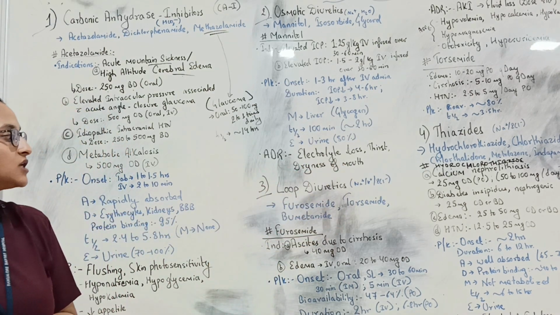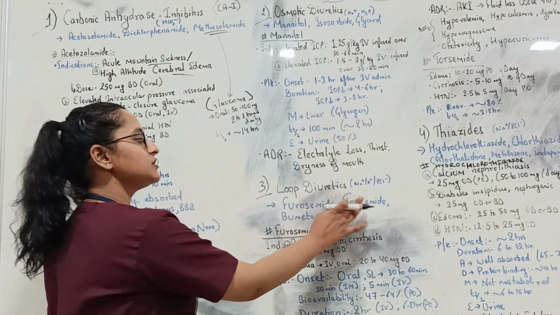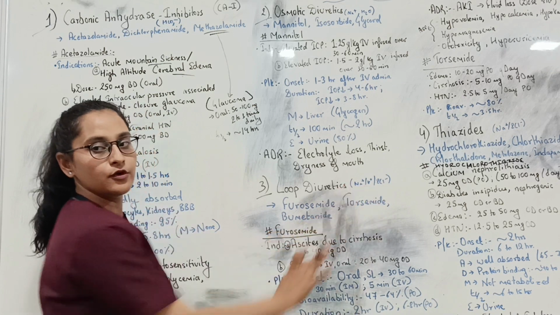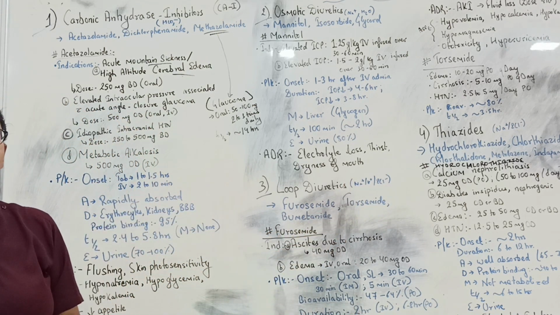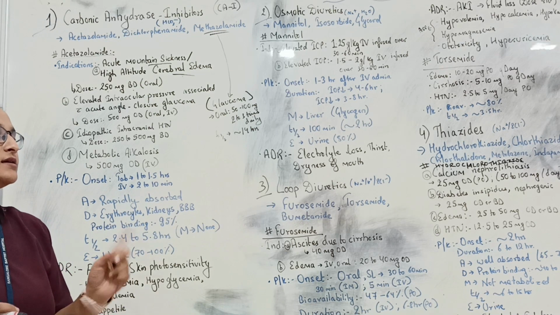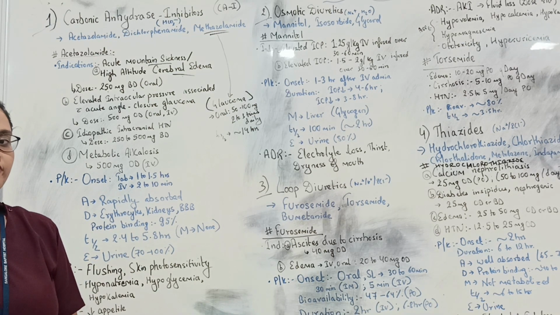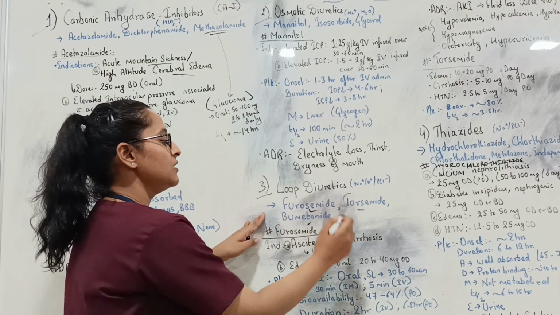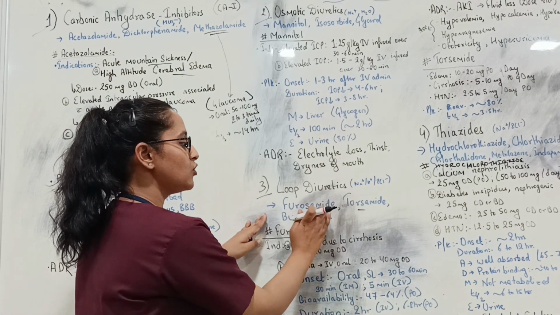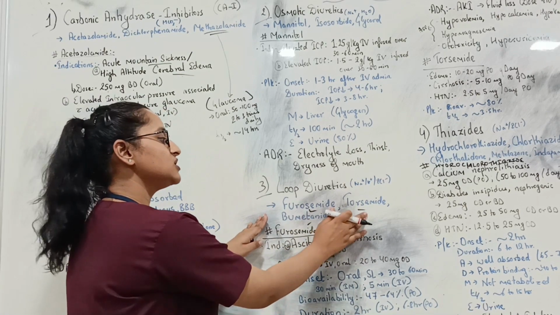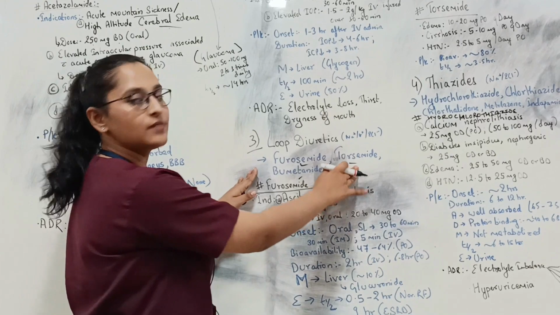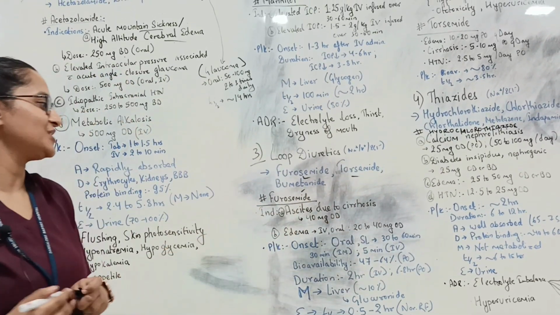The third one is loop diuretics. It is the inhibitors of the sodium, potassium, and chloride co-transporter. Where do the loop diuretics act? The thick ascending limb of the loop of Henle. The drugs are furosemide, torsemide, and bumetanide. Furosemide is mostly used in our hospital, but torsemide is the most efficacious according to bioavailability.